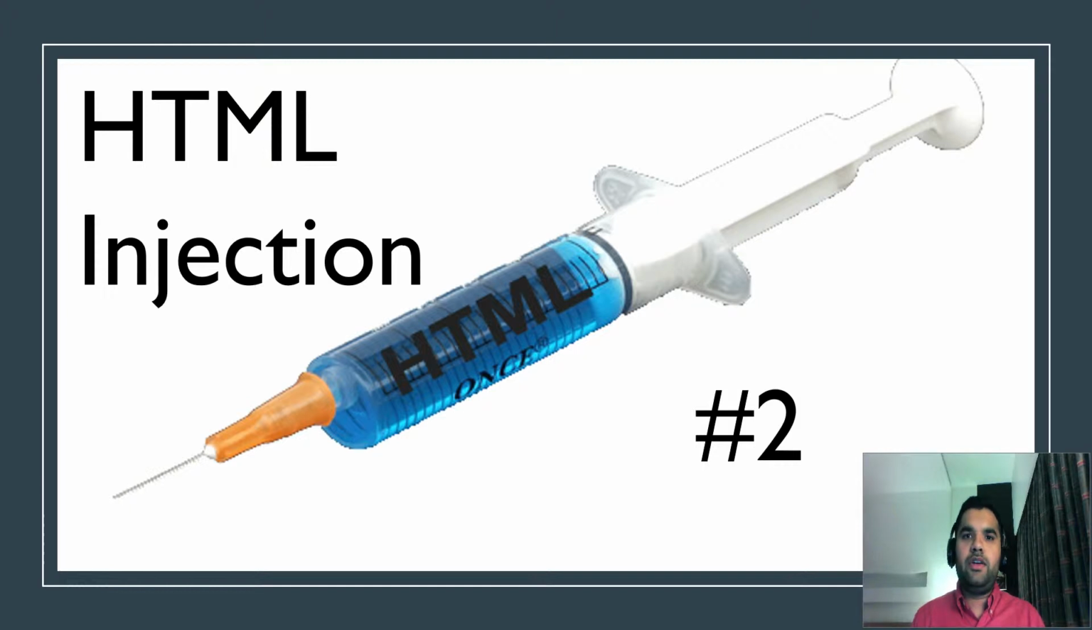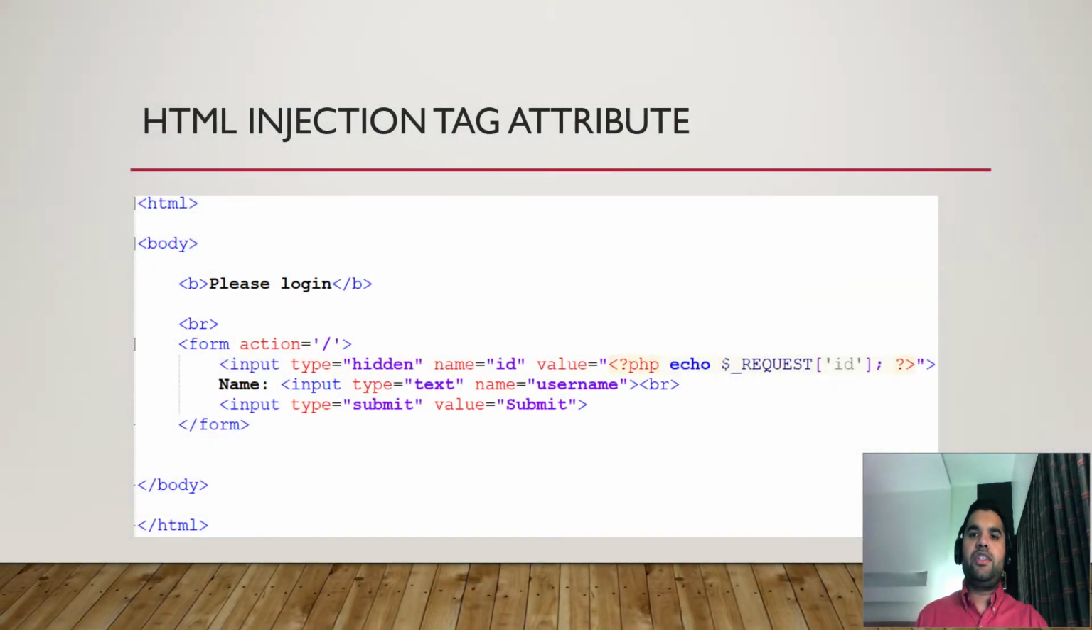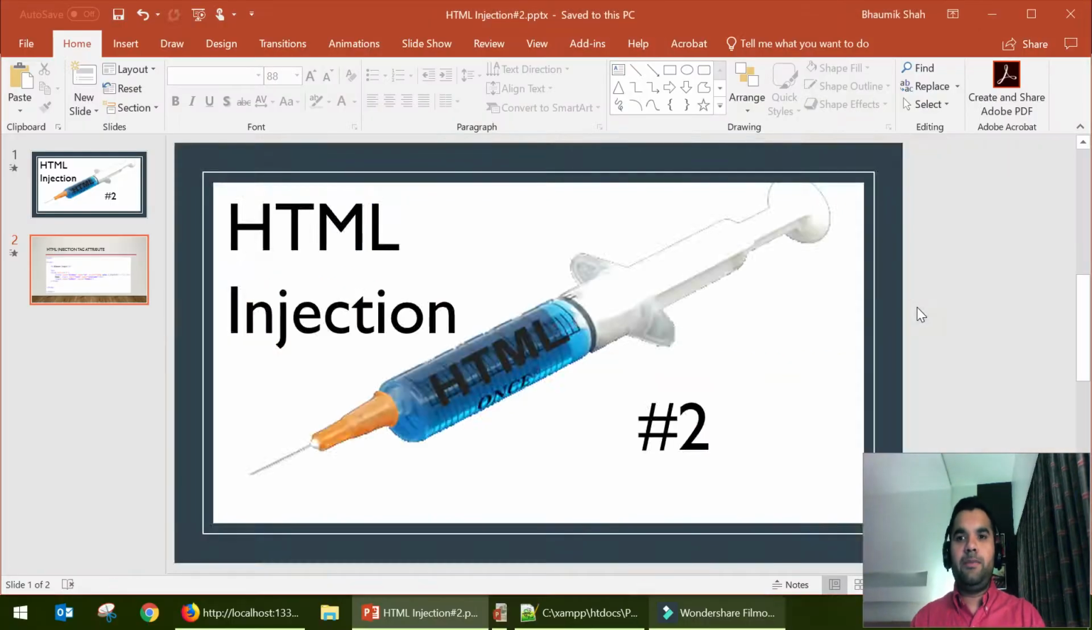In this video, we will talk about HTML injection part 2. In the previous video, if you remember, we talked about the basics of injection attacks and how one can exploit the vulnerability. In this challenge, we'll take a little more complex example where the input parameter is within the tag attribute. So how do we get out of that attribute, break the jail, and exploit the vulnerability?